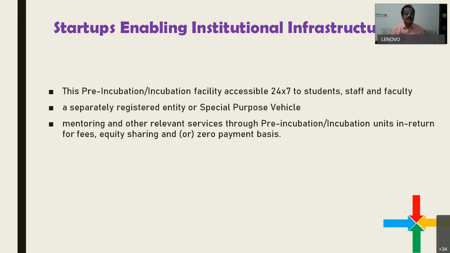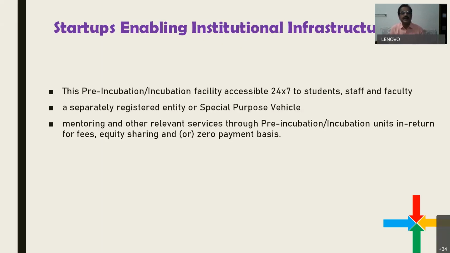Then you should have a separately registered entity or a special purpose vehicle. We normally call it an SPV. This SPV gives functional autonomy to the center, separate from the higher education institution. Only the chief executive or the head of the higher education institution can be the head of the special purpose vehicle. But the rest of the things should be left to it; it should have its own CEO and manager and other ecosystem players to take decisions to run the show.